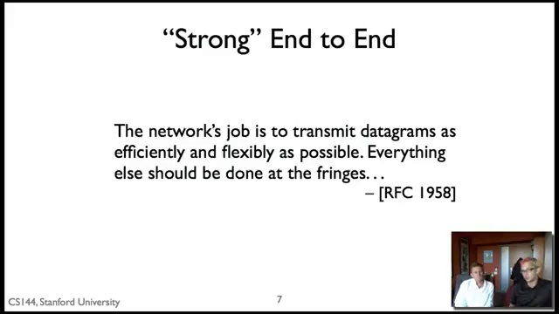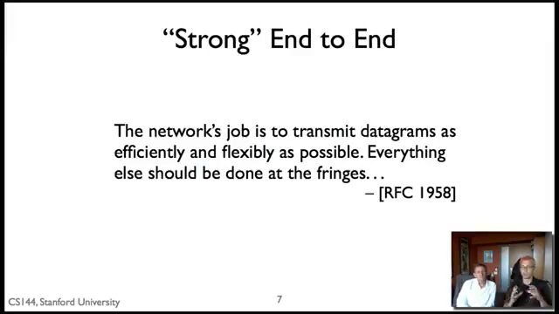And so while the original end-to-end principles described in that seminal paper said that you have to do an end-to-end check, and you can put some stuff in the network if you want to improve things, a general philosophy today in the design of networks is that you should avoid putting things into the network. So if you look at RFC 1958, this is what I like to call the strong end-to-end principle. It's not that you have to do an end-to-end check, or you have to do end-to-end correctness, but rather you should also avoid doing things inside the network. And so RFC 1958 says the network's job is to transmit datagrams as efficiently and flexibly as possible. Everything else should be done at the fringes.